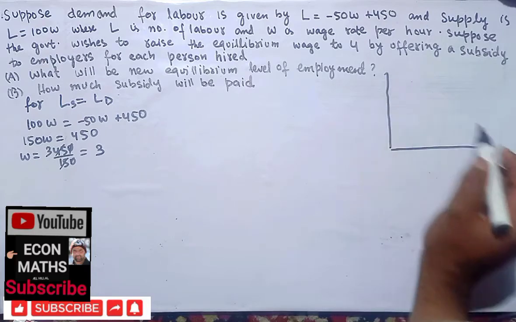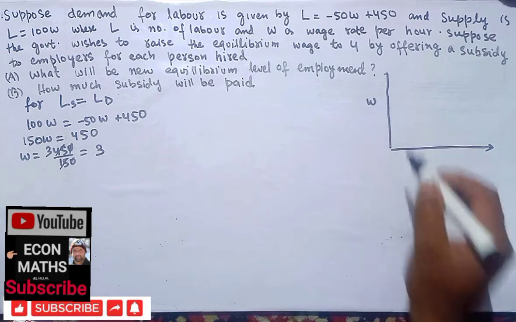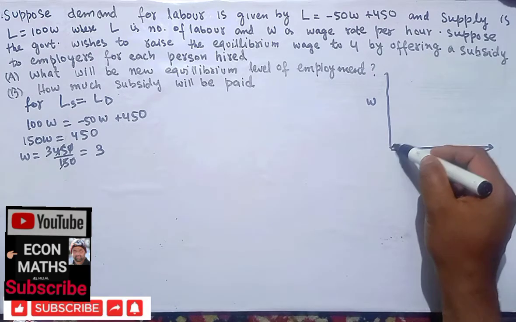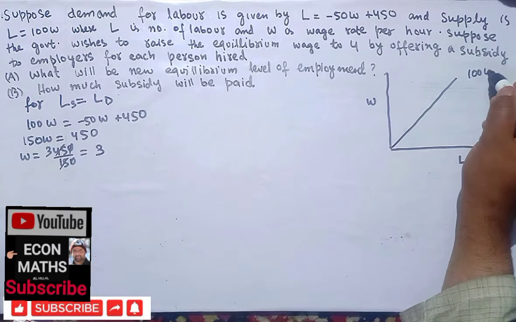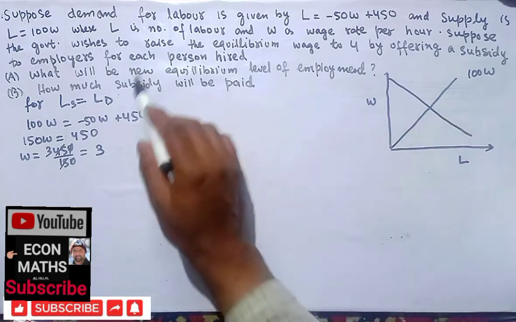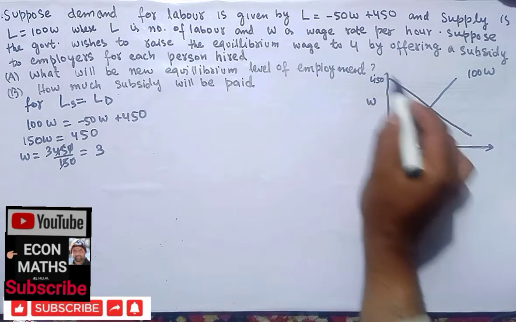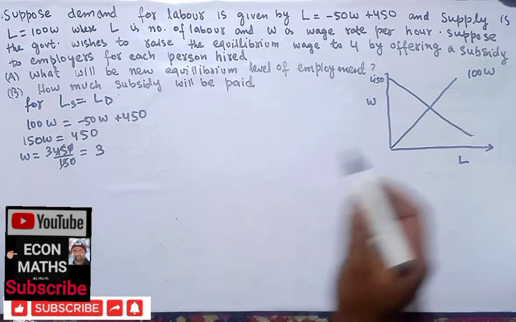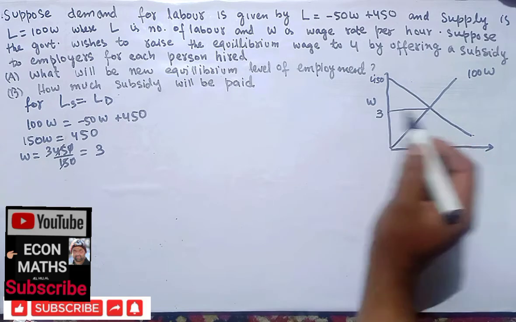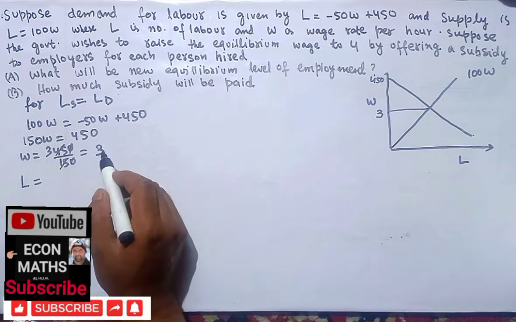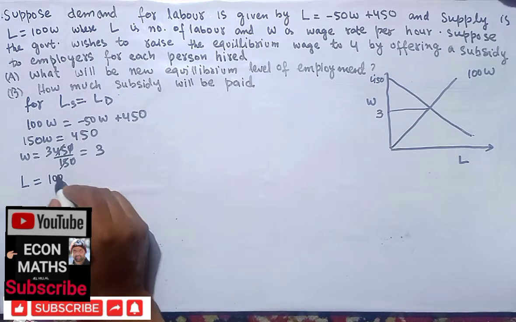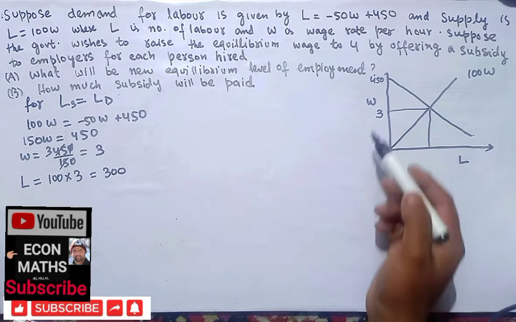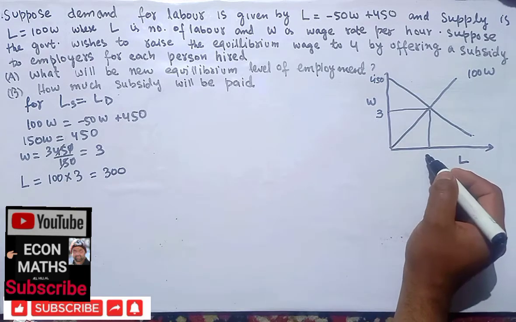Before the government intervention, I will draw the graph here also. Let us say we have wage rate on the vertical axis and number of laborers employed on the horizontal axis. So equilibrium will occur here. This is our labor supply, which is equal to 100W, and our labor demand is given by, that is, 450 is the intercept. This is our labor demand. So we got equilibrium level of wage before government intervention was 3, and number of laborers employed would be, we put W = 3 in our labor supply function, that is 100 into 3, that is 300. Before the government intervention, wage rate was 3 and number of laborers employed was 300.